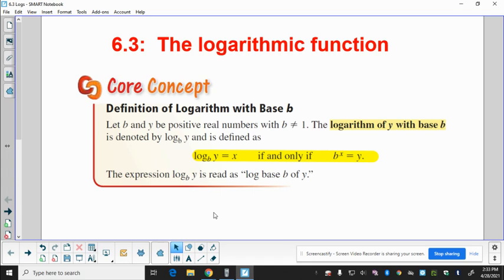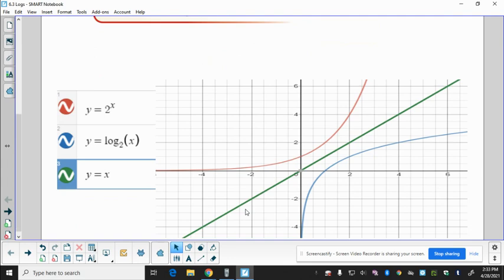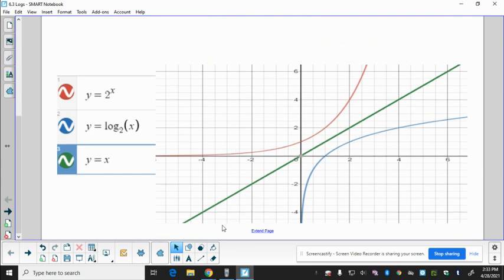And then we can use exponentials to solve logarithmic equations as well. So you can read this and understand how to read logarithms as well. So here's a little diagram to help you understand what's going on. In this, we've got an exponential equation right here in red. And then we have our line of symmetry and the inverse of it, which is this logarithm.